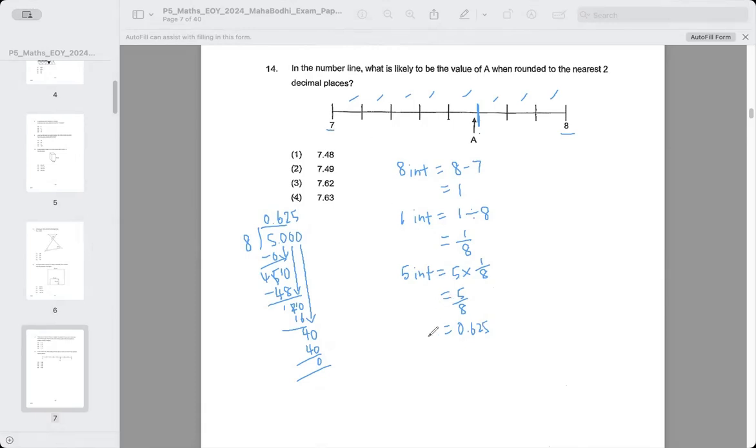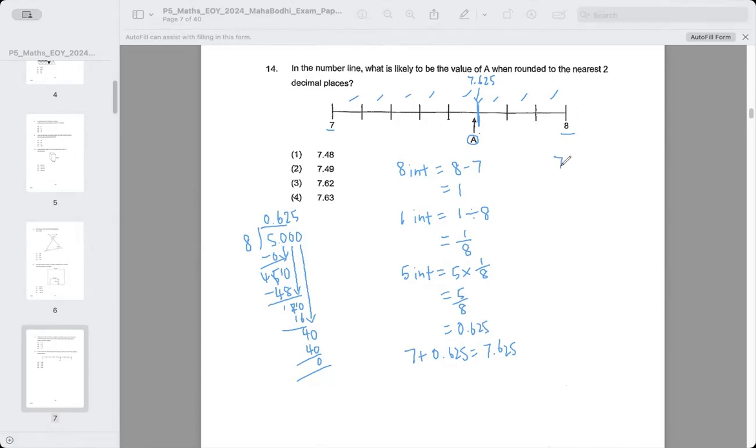But remember, this is 5 intervals. I have to add 7. Plus 0.625, 7.625. Meaning at this line here, exactly at this 5th interval, the value is 7.625. But you look at A. A is slightly smaller than this 7.625, right? So it is most likely 7.624 something.